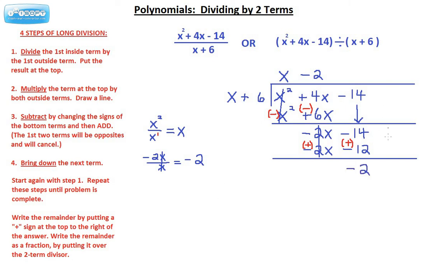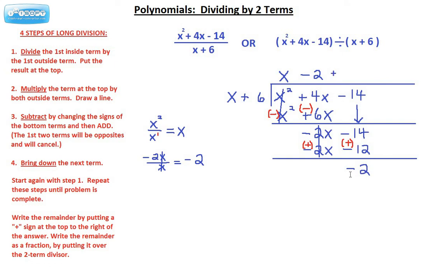We don't have another term to bring down, so this completes our division, and negative 2 at the bottom is our remainder. So to write our remainder, we go up at the top to the right of the answer and put a plus sign. We put a plus here.